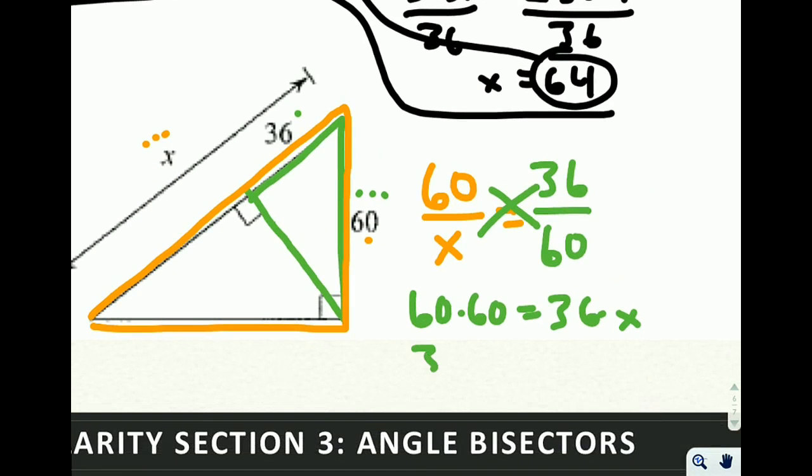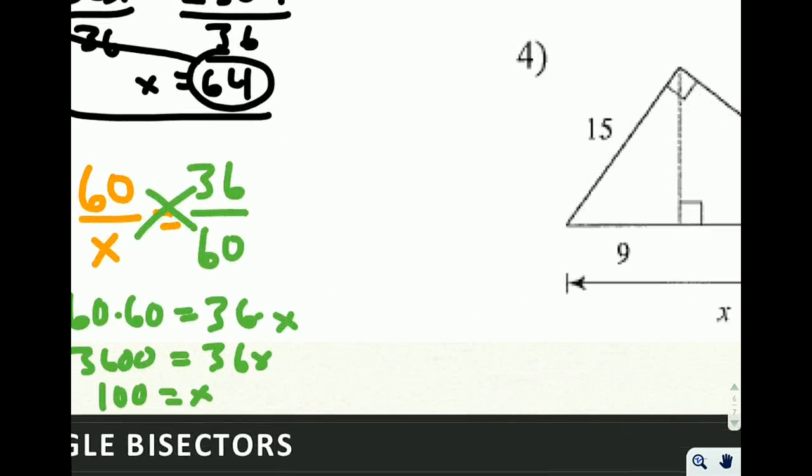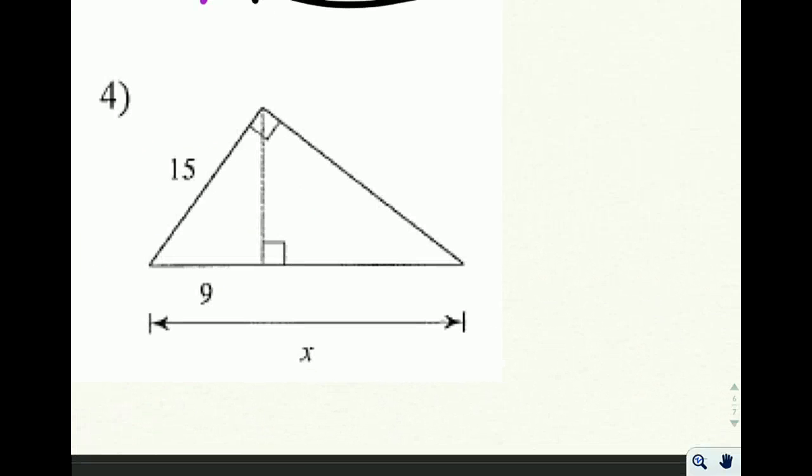60 times 60 is 3600, equals 36x, divide both by 36, and x is equal to 100. So x is equal to 100. Again, common sense check. It should be bigger than 60 because 60 is the shorter side and 100 is, so seems like a reasonable answer. And let's move on to the last example here.